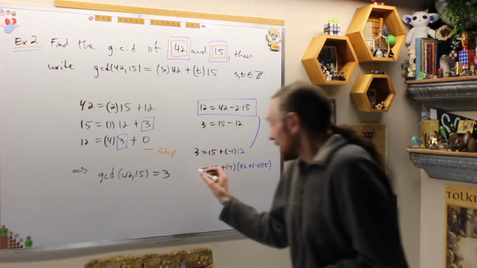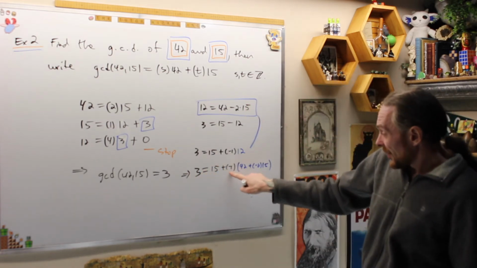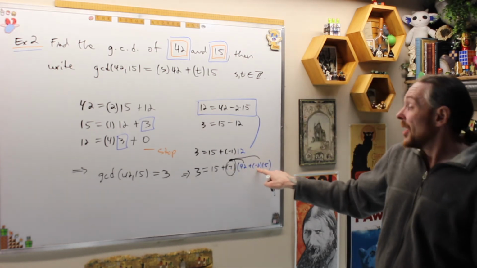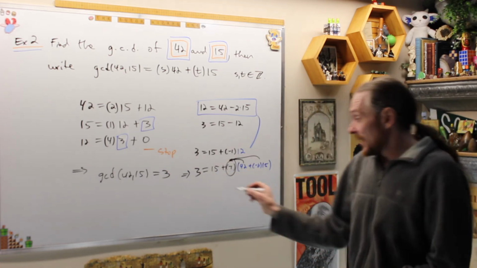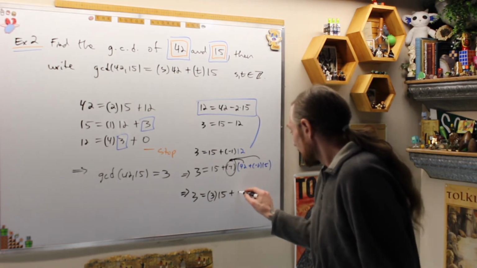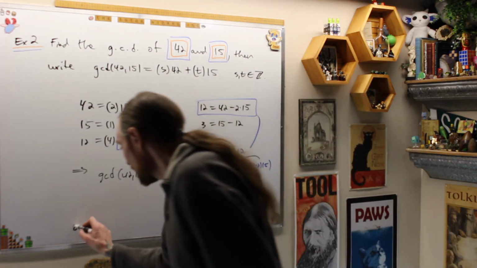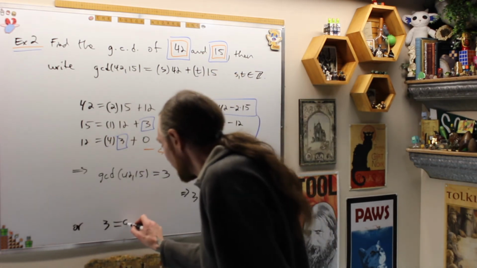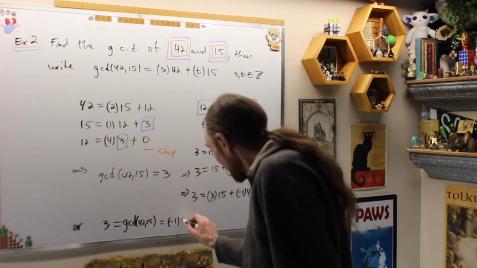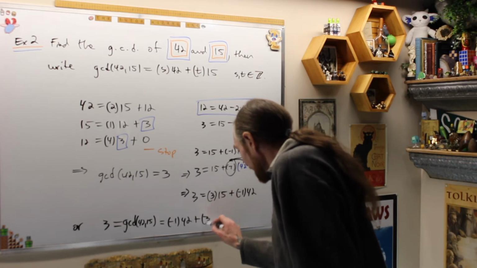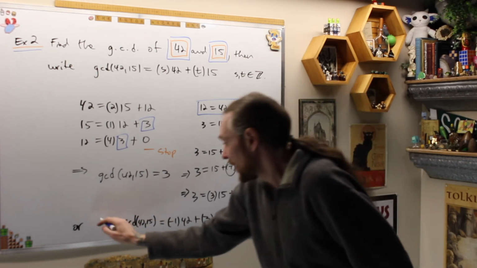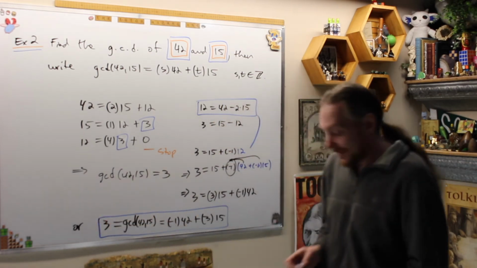Then 3 is equal to, again, I distribute this onto both. I'm going to get negative 1 times 42, and negative 1 times negative 2 is positive 2, plus a 1 is going to be 3. So 3 is equal to 3 times 15 plus negative 1 times 42. Or 3, our g.c.d. of 42 and 15, is equal to negative 1 times 42 plus 3 times 15. That's exactly what we were looking for, the s and the t. This is how we write the g.c.d. as a linear combination.